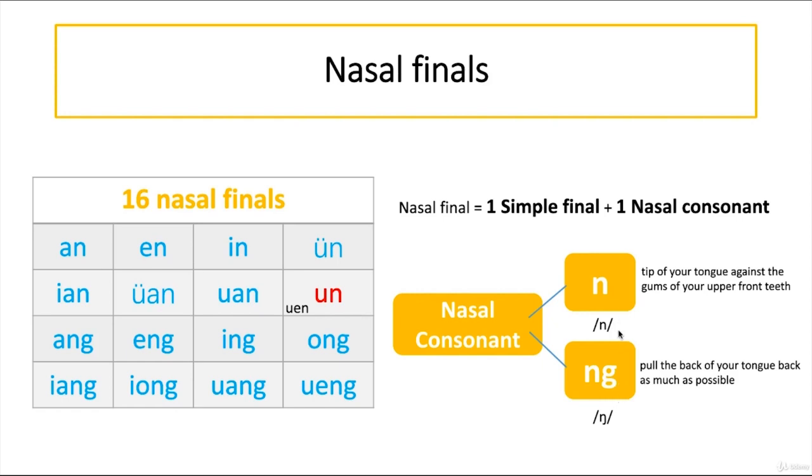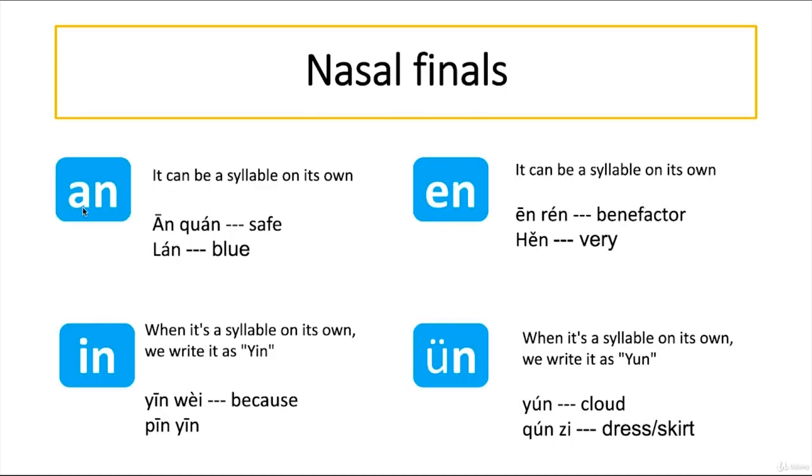For n, it is similar to the sound in English. Remember to put the tip of your tongue against the gums of your upper front teeth. And for ng, remember to pull the back of your tongue back as much as possible. The first one, read it after me. An. It can be a syllable on its own. For example, 安全 means safe. 蓝 means blue. The next one, read it after me.